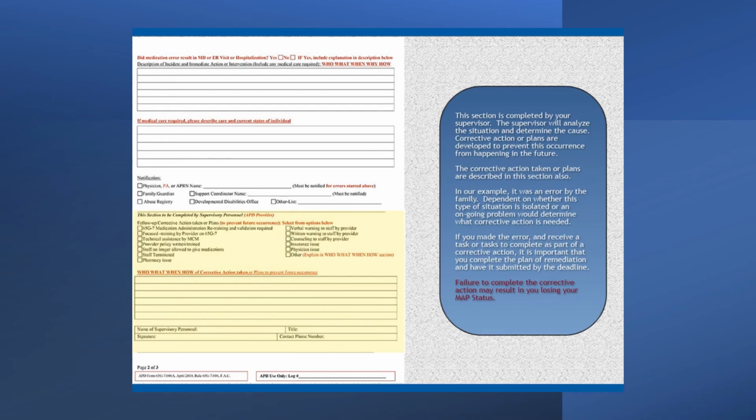If you made the error and receive a task or tasks to complete as part of a corrective action, it is important that you complete the plan of remediation and have it submitted by the deadline. Failure to complete the corrective action may result in you losing your MAP status.